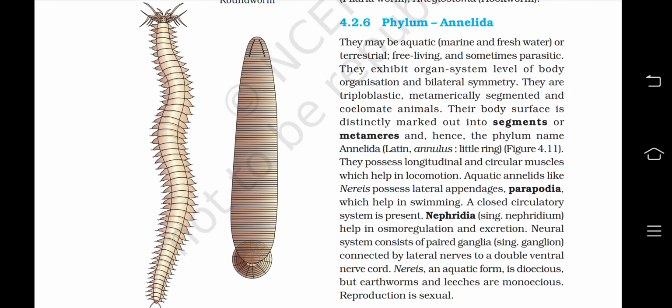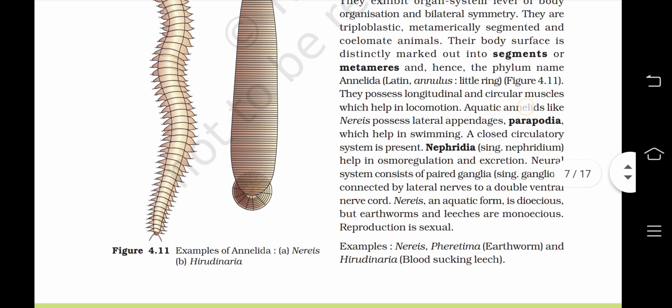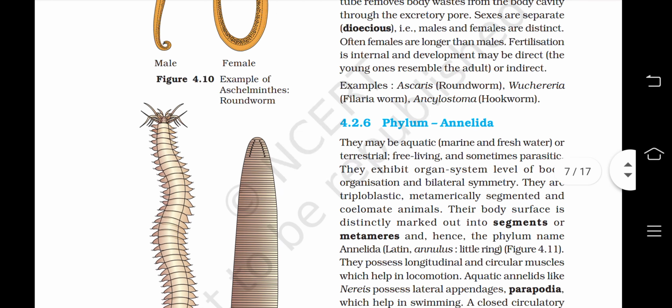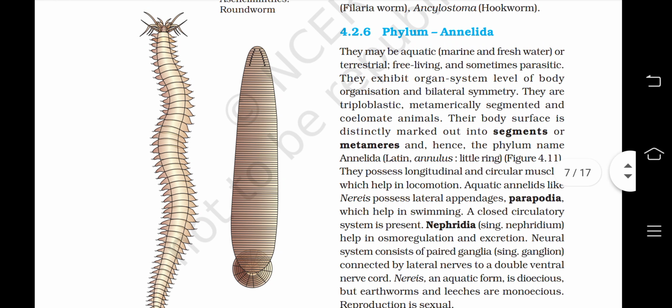A closed circulatory system is present. Nephridia, singular nephridium, help in osmoregulation and excretion. Neural system consists of paired ganglia, singular ganglion, connected by lateral nerves to a double ventral nerve cord. Nereis, an aquatic form, is dioecious, but earthworms and leeches are monoecious, and reproduction is sexual. And one more interesting fact about Hirudinaria is they produce hirudin protein, which acts as an anticoagulant.